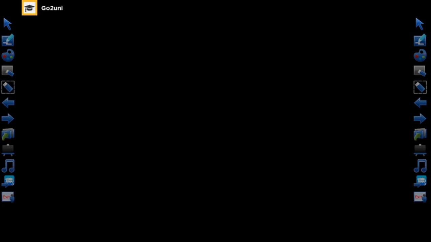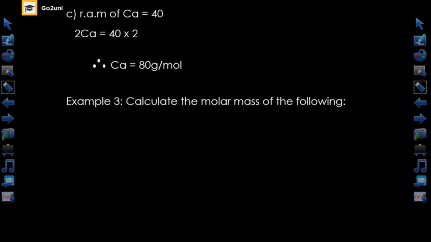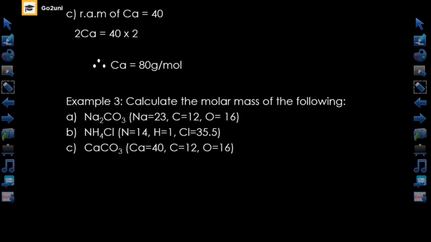And the next question says we should calculate the molar mass of 2 moles of calcium. 1 mole of calcium has a relative atomic mass of 40. So 2 moles of calcium will be 40 multiplied by 2. And that gives us 80 grams per mole. So the molar mass of 2 moles of calcium is simply 80 grams per mole. So this is how to calculate the molar mass of any given element or compound. Now let us take a look at more examples that have to do with the molar mass of some compounds.